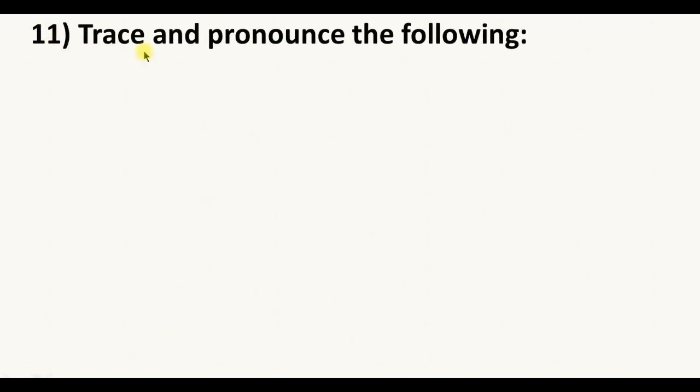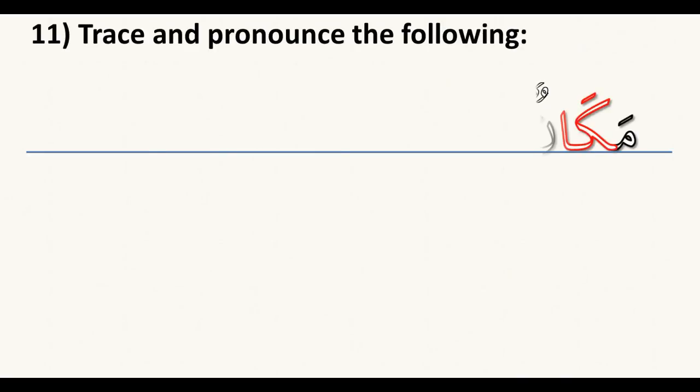Number 11. Trace and pronounce the following. There is a long vowel in each of these words. You would have to pronounce these words correctly, paying attention to the long vowel, which would have to be stressed. Now, the long vowel has been identified for you. As you can see, it is in red. That is, you have K-A-A, ka. Let's begin.